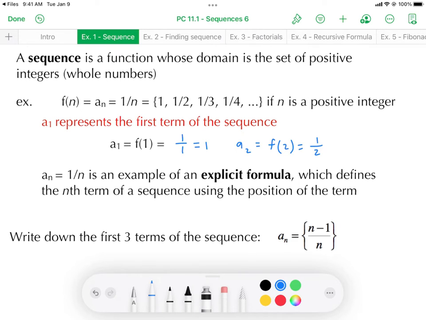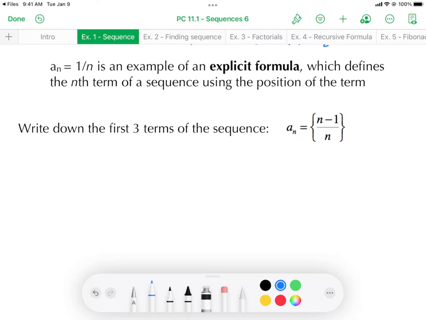Okay. All right, example below, write down the first 3 terms of this explicitly defined sequence. A sub n equals n minus 1 over n. Don't worry about the braces in that formula. Sometimes you use braces, other times you don't. Okay. So if I want the first term, that would be when n is 1, okay? And it would be represented with the notation a sub 1. So that's going to be 1 minus 1 over 1, or 0 over 1, which is, of course, 0.